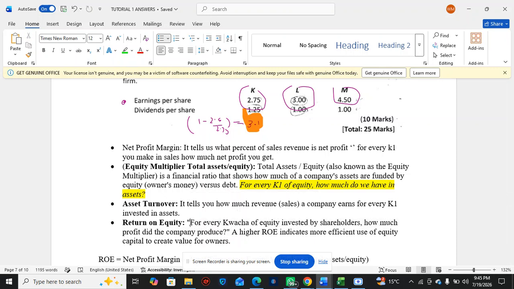A higher return on equity, the better. A lower return on equity, the worse. Okay, because you want to be earning more profit from the shareholders' money. Because it shows you're utilizing the shareholders' money well. It's bringing you profits. Okay.